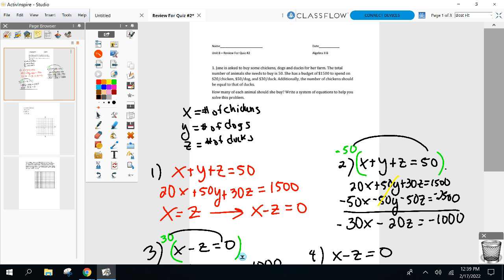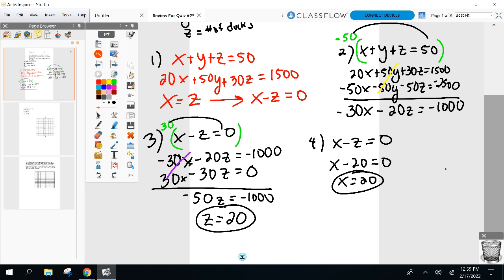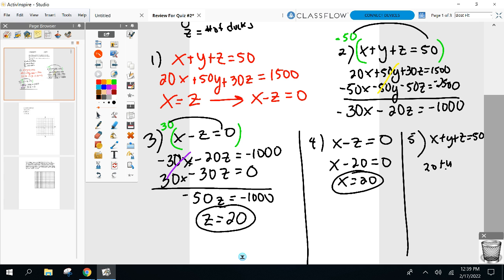And then how am I getting this y value? Go back to one of the original equations, probably the first one, it's easiest, and plug in your 20s. What do we got? 20 plus y plus 20 equals 50. y equals 10. Yes. I got a decimal on one of these.